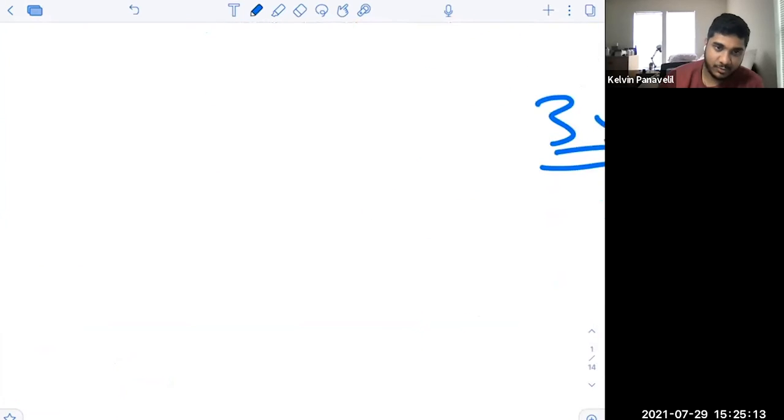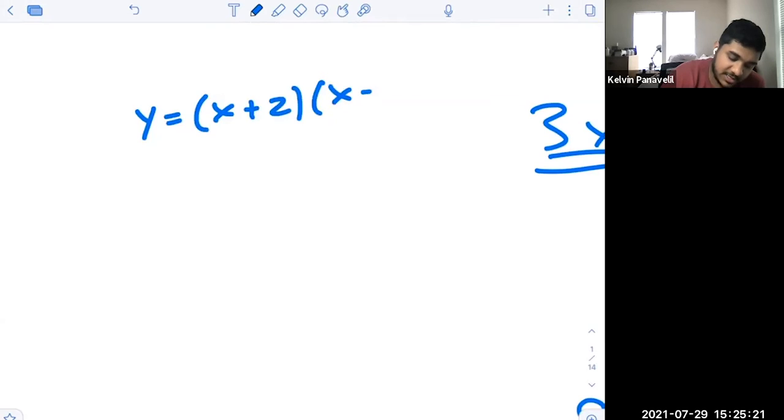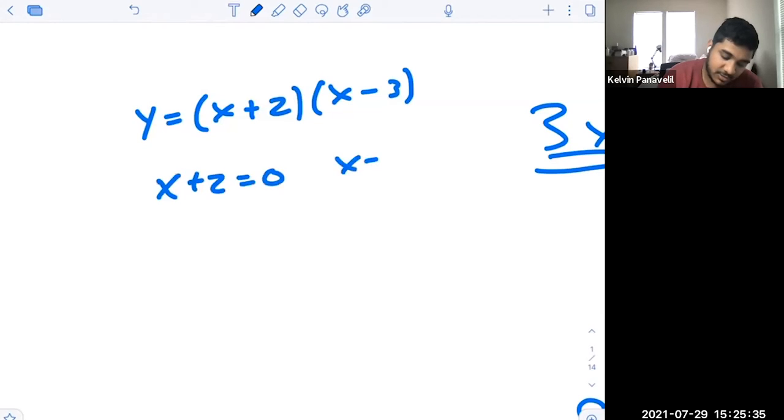All right, let me break down an example real quick. Let's work with a random example. Let's say y equals x plus 2 times x minus 3. These are called factors. And guys, what do you set factors equal to get the solutions? We set factors equal to 0. So if you set each factor equal to 0, we're going to get x plus 2 equals 0, and then x minus 3 equals 0.